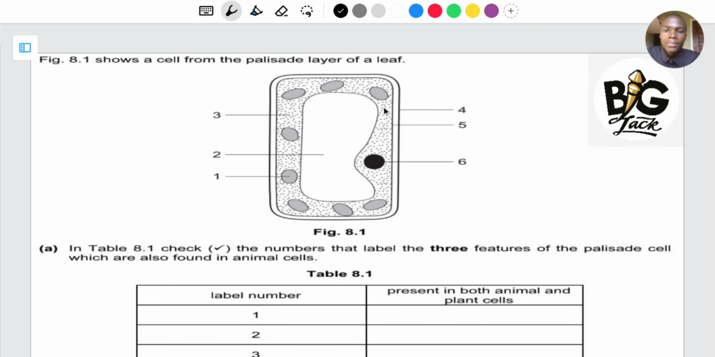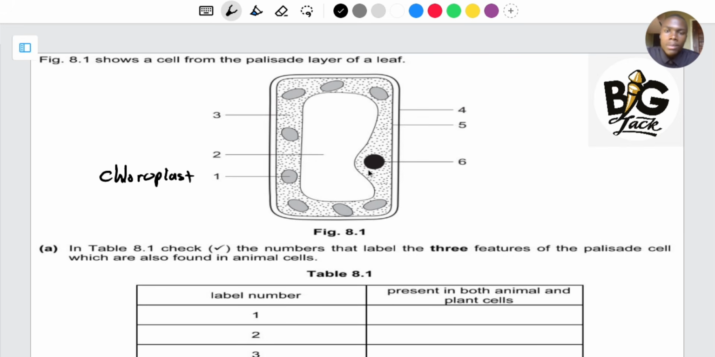Sometimes they can bring a cell like this one, and then they are also going to ask you to identify the same cell. You are able to identify a palisade cell because of the abundance of chloroplasts or chlorophyll. So you all know that structure 1 is called the chloroplast or chlorophyll, whichever way you want.